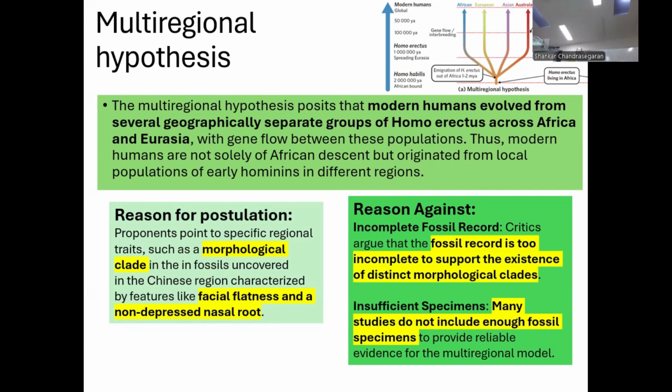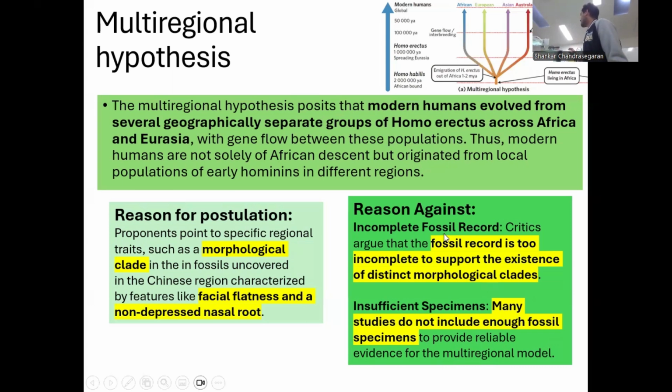Another one is that many studies don't include these different fossil specimens to provide reliable evidence. So even if we do find fossils, we don't really include them in studies because they're not valid to be included, and they don't provide reliable evidence supporting this hypothesis.